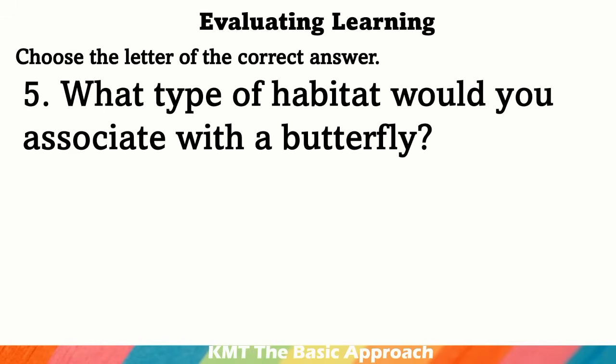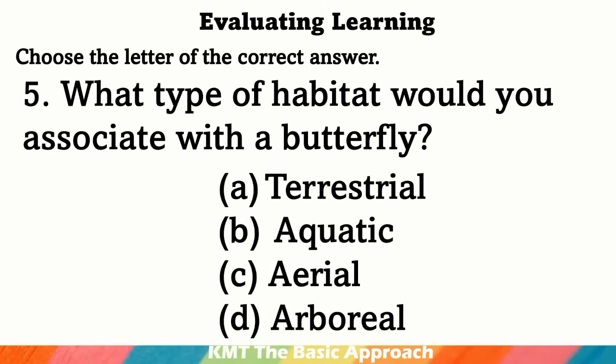Number 5. What type of habitat would you associate with a butterfly? Letter A. Terrestrial. Letter B. Aquatic. Letter C. Aerial. Letter D. Arboreal. What is the correct answer? Good job! The correct answer is letter C. Aerial.